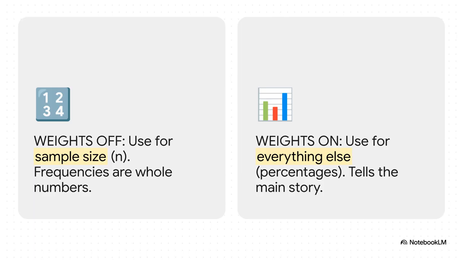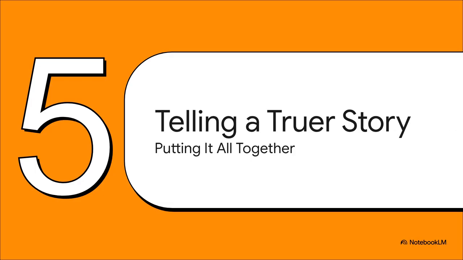Now look to the right, with the weights turned on. The frequency numbers look a little weird, right? They have decimals because of the adjustments. But ignore those and focus on what really matters, the percentage. It has changed to 56.1%, giving us a much truer estimate of what the entire U.S. adult population actually thinks. So, by combining these two powerful ideas, first, understanding your data's level of measurement, and second, properly applying survey weights, you move from just staring at a bunch of numbers to confidently telling a truer, more accurate story about the world.